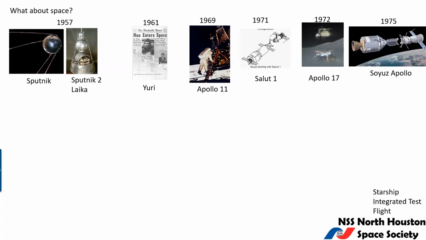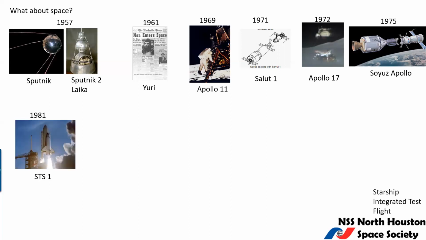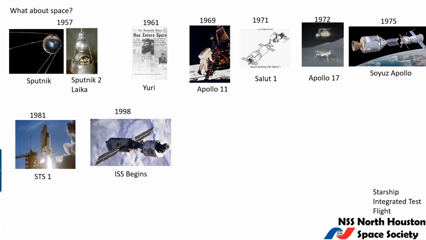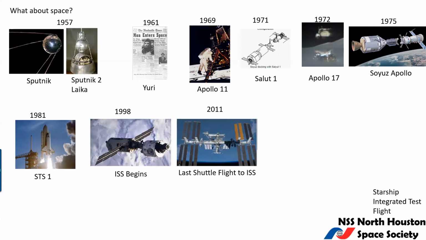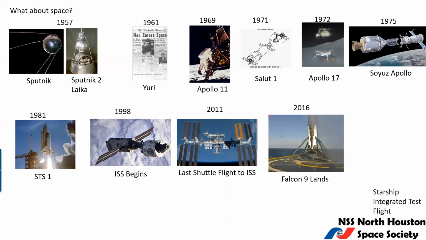But in 1975, we had the first docking of two spacecraft from different countries with the Soyuz Apollo. And then, of course, 1981, Space Shuttle's first flight. And then 1998, the ISS begins. And at the time of the last shuttle flight in 2011, this is what the ISS looked like. Quite a big development and a remarkable achievement in international cooperation.